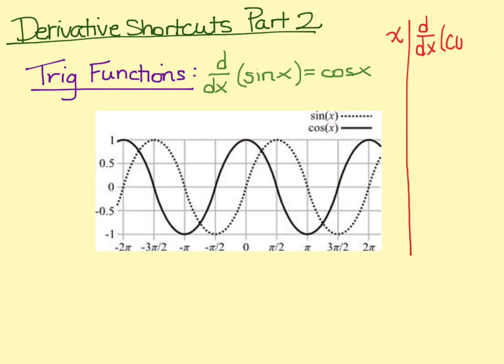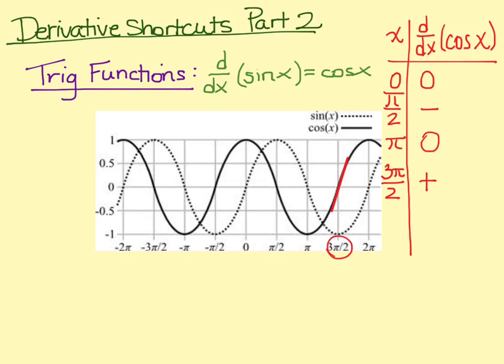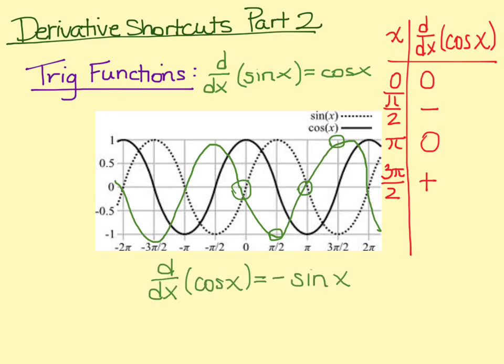We can do the same thing for the graph of cosine x. So if we look at x equals 0, cosine has a horizontal tangent line, so its slope is 0. At pi over 2, the slope of the tangent line is a very big negative number. At pi, the slope is again 0. And at 3 pi over 2, we have a big positive number. So again, putting these all together and connecting the dots, we don't quite get the graph of sine, we actually get the graph of negative sine. So d by dx of cosine x is actually negative sine x.